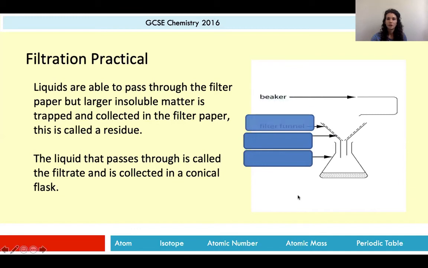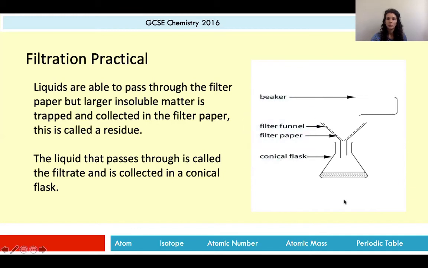Well done. So we have got the beaker that would have the salty water in. We'd have a conical flask here, that's almost like a triangle-shaped flask. We'd have filter paper that we folded and put inside the funnel. So we've got the funnel here that we sit inside the conical flask. Well done.